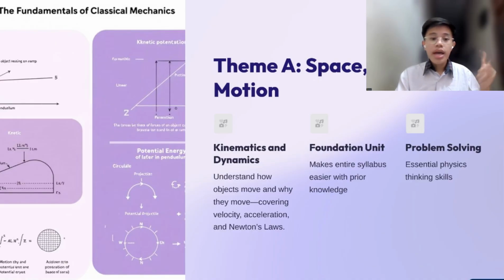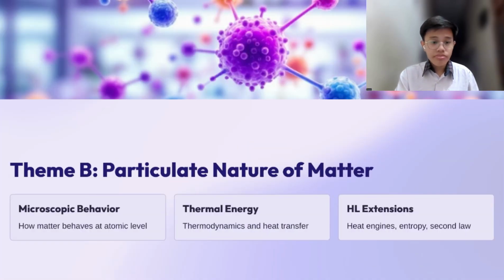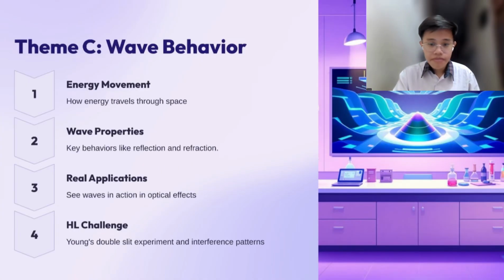Number 2, the particulate nature of matter, topic B. In my own words, most of this section looks at how matter behaves at a macroscopic level. Basically, this is where the knowledge of thermal energy and thermodynamics comes into play. Here, the HL content includes heat engines, entropy, and the laws of thermodynamics. This is where physics meets chemistry, so if you are at the same time taking chemistry like I do, this part will be a breeze.